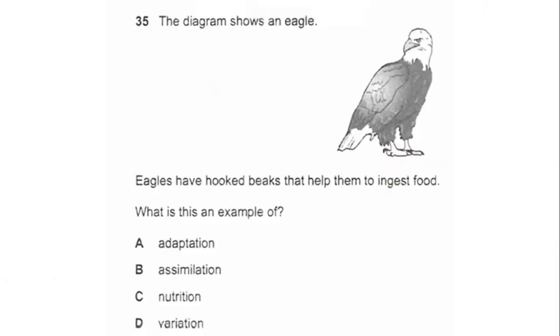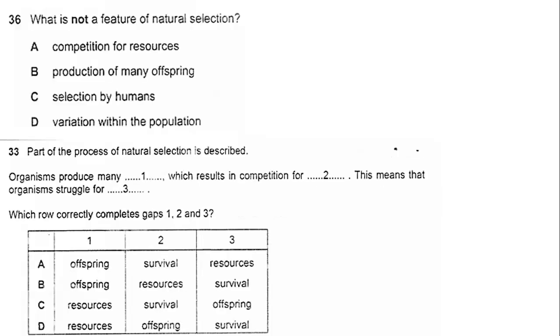The diagram shows an eagle. Eagles have hooked beaks that help them to ingest food. What is this an example of? This is an example of adaptation. Also, what is not a feature of natural selection? It is selection by humans, because we said that natural selection is done by nature without any interference from humans.